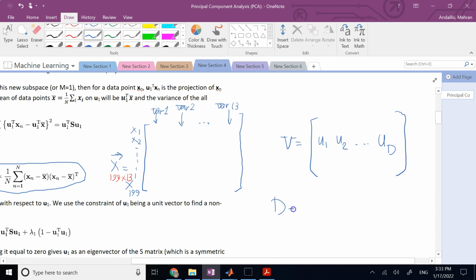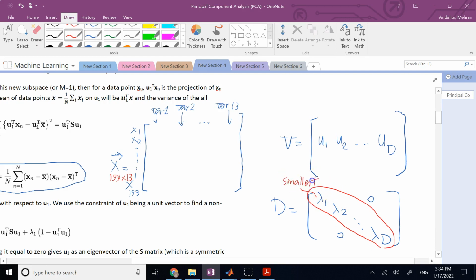And this D matrix is like lambda 1, lambda 2, all the way to lambda D and a bunch of zeros. First of all, I use the command diag to only collect these. And since this one was the smallest in MATLAB, that's what it does, and this one was the largest, but I wanted the opposite. I wanted the first one to be the largest. So I did a sort on this.